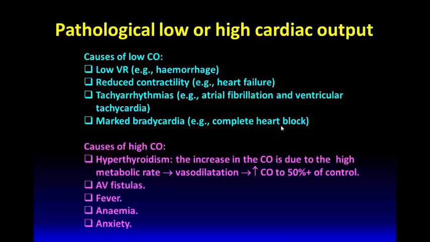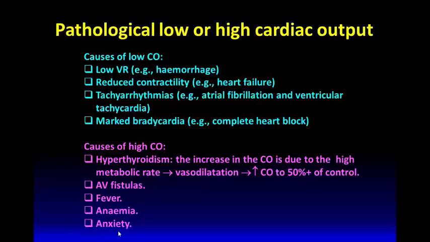Causes of high cardiac output include hyperthyroidism, AV fistulas, when there are fistulas between an artery and the vein, or between arteries and veins, fever, anemia, because these are all associated with hyperdynamic circulatory states, and also anxiety as a result of sympathetic stimulation.